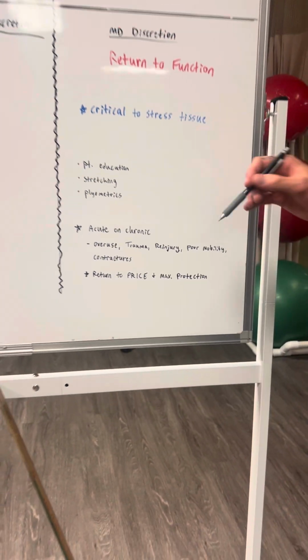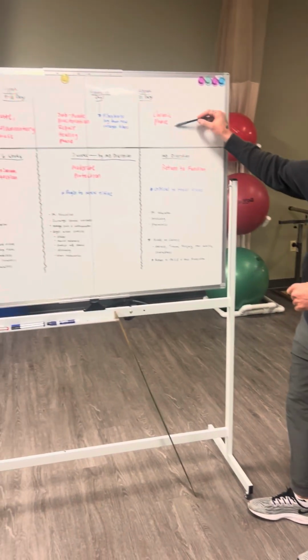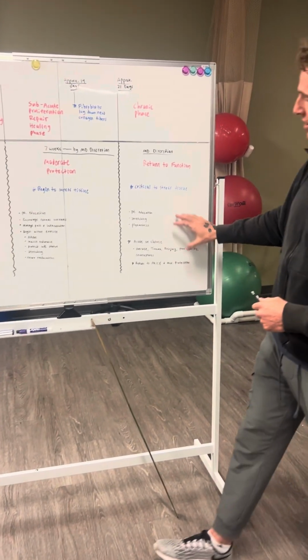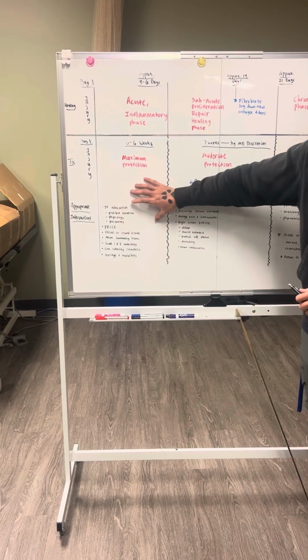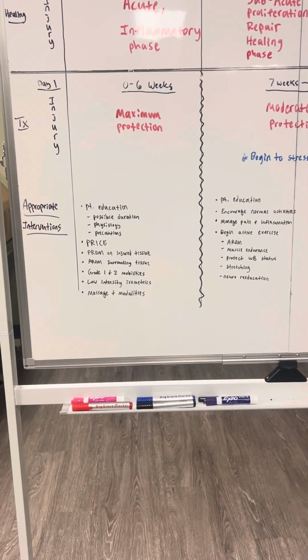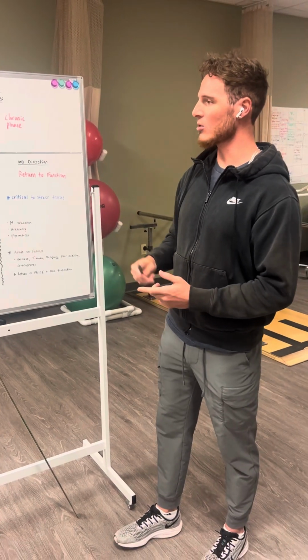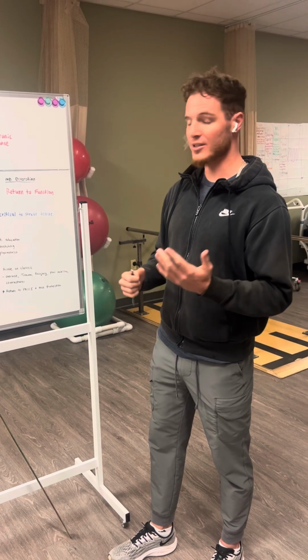Those can all cause us to kind of re-exhibit signs of that acute inflammatory phase while we're in that chronic phase. If that is the case, unfortunately, in terms of treatment, we're going to have to resort all the way back to maximum protection. And that is just a brief summary of the healing phase, the treatment phases that go along with those, proper modalities and interventions, and how the PTA is involved.